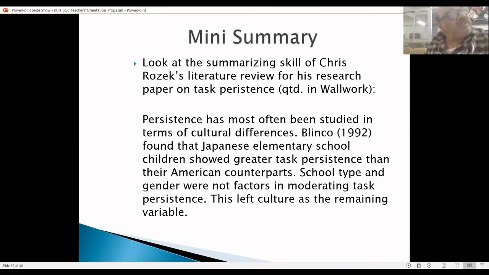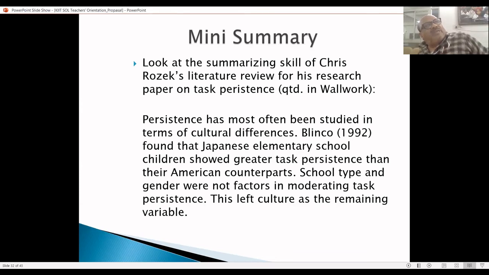Then it catches Blinco's book by its very throat, right? It gives the gist of that book: that Blinco found that Japanese elementary school children showed greater task persistence than their American counterparts.